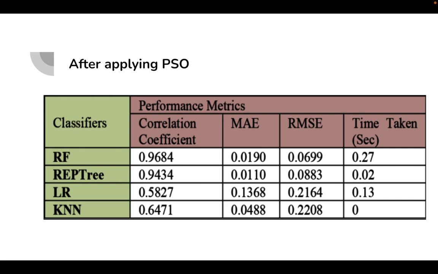So it is very clear that there is a significant increase in performance metrics for all four classifiers when features are selected based on PSO. Similarly, the performance metrics used in the regression-based models, the correlation coefficient, MAE, and RMSE, also increased.